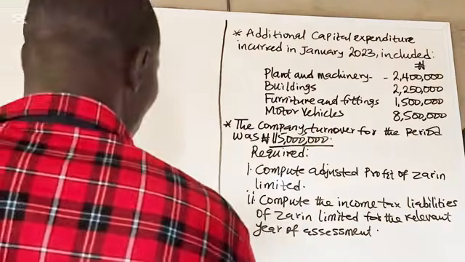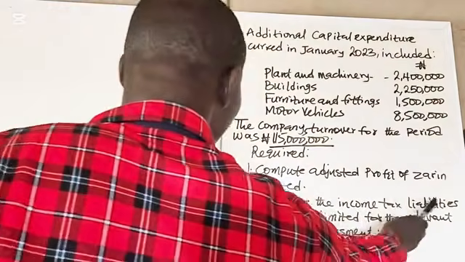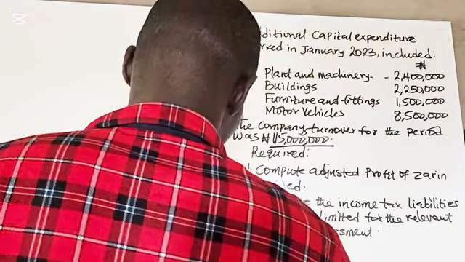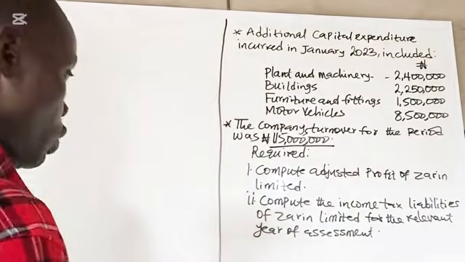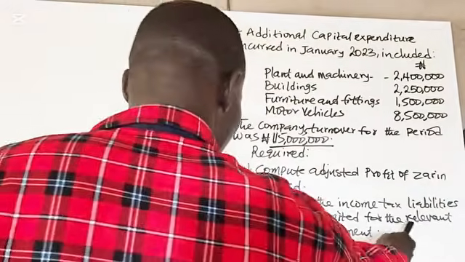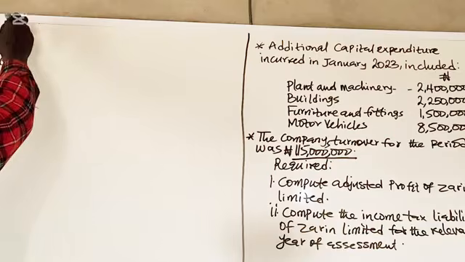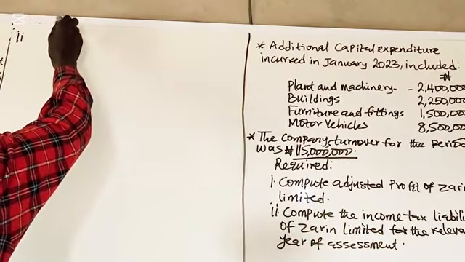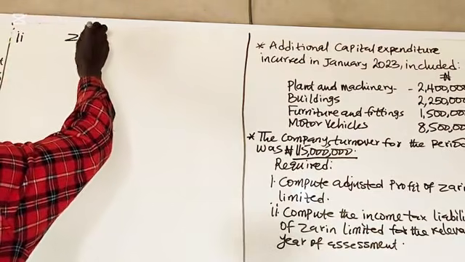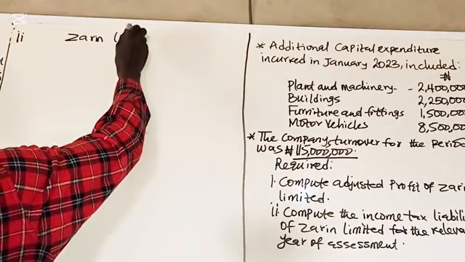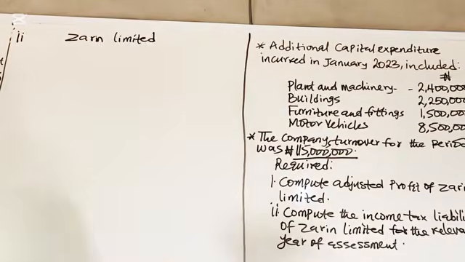In number 2, you have to compute the income tax liabilities of Zeri Limited for the relevant year of assessment. Remember, I've told you that you should not put relevant year of assessment. Always state the year of assessment. 2, the name of the entity is Zeri Limited. So in 2, you have to compute the income tax liability.